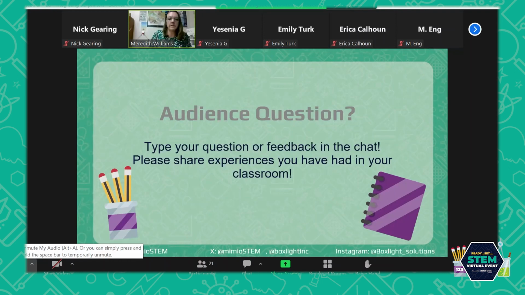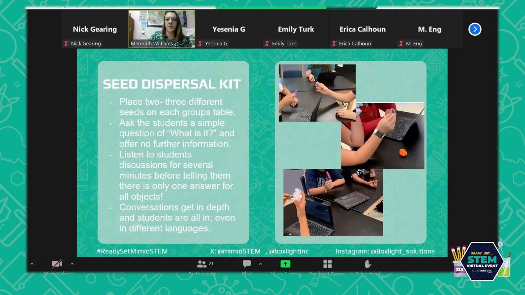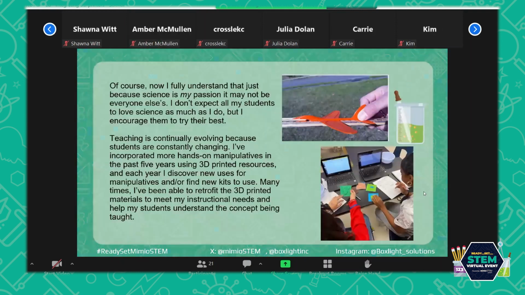Am I able to share pictures of my seed design? Sorry, I just saw so. The pictures that I incorporated in here are actually some of the different seeds. Hannah, are you still in here? Do we have pictures of the seed dispersal? Maybe not. Tracy, I will try and get you pictures.